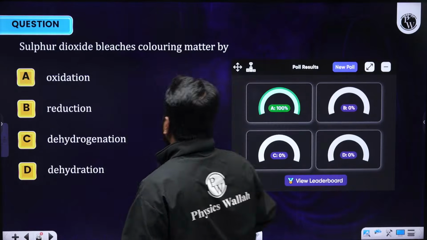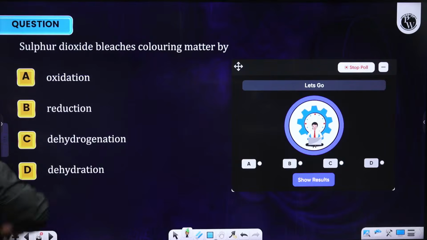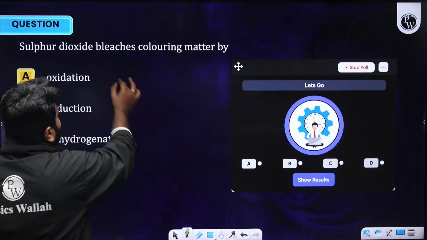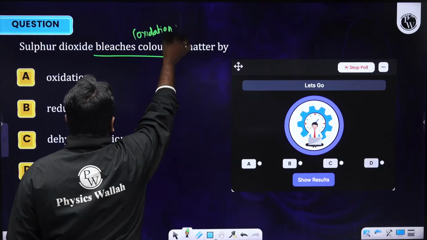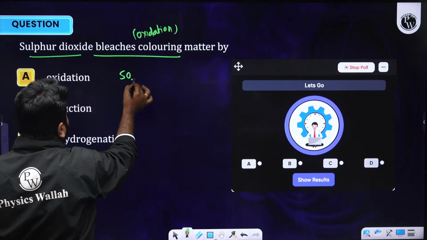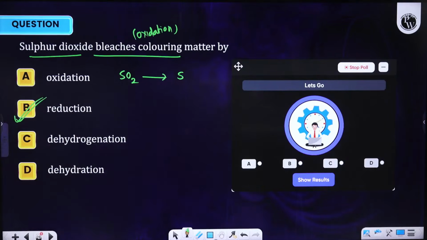Next question. Sulfur dioxide bleaches coloring matter by what property? Bleaching coloring matter means the process is oxidation of the coloring matter. That means sulfur dioxide needs to undergo reduction. It will undergo reduction to sulfide. Option B is the correct answer. So the bleaching action is an oxidation of the coloring matter.